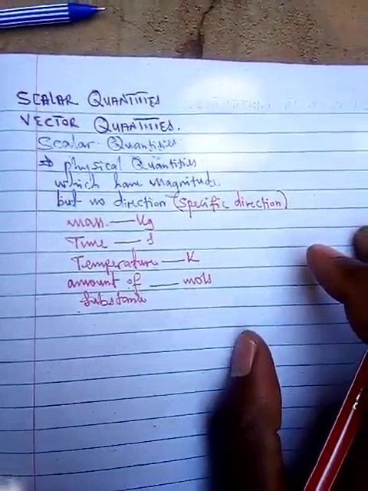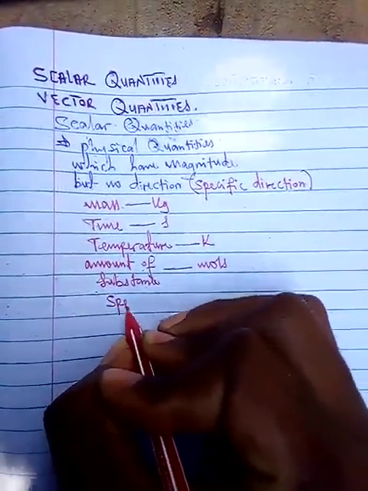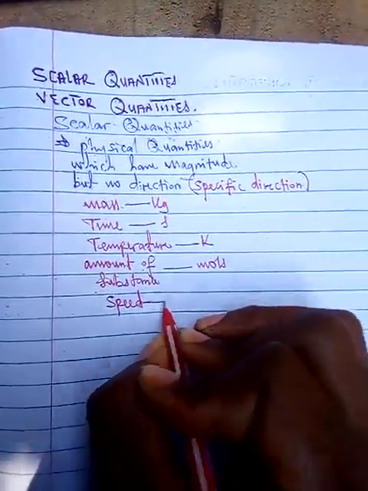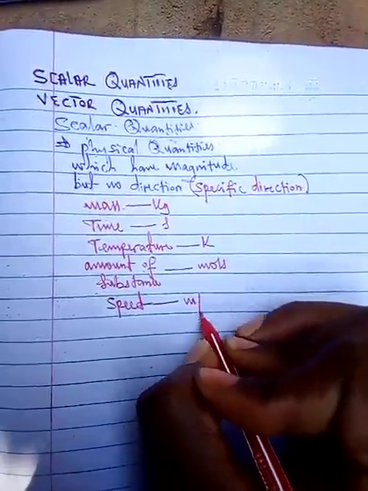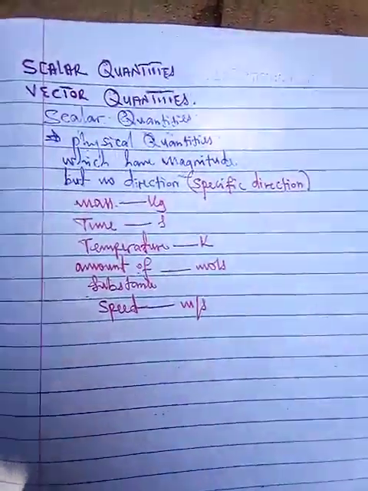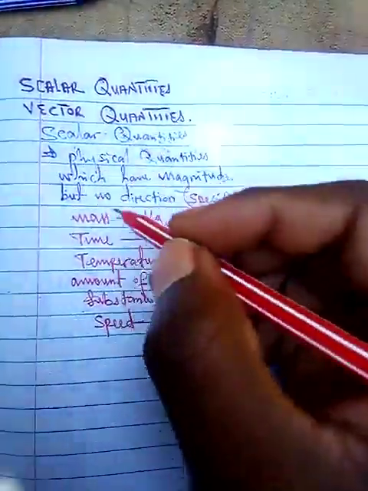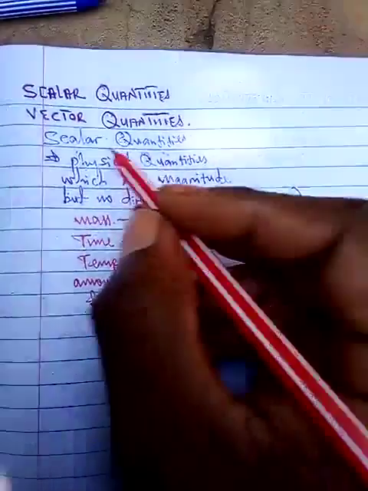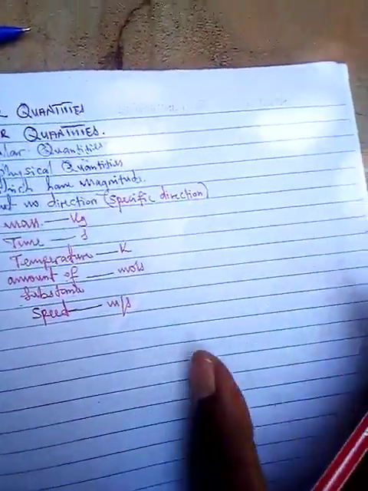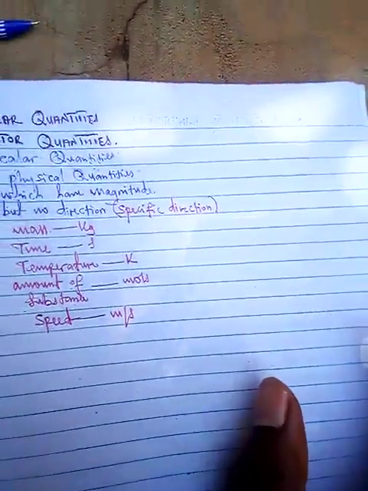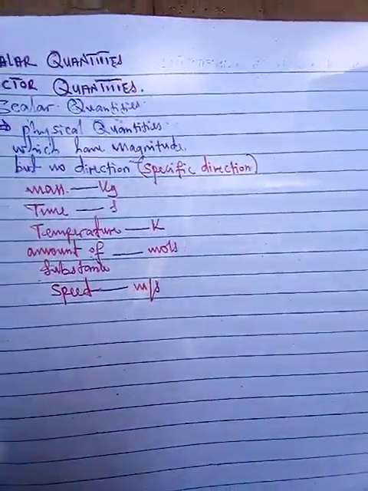Even speed. Almost forgot that one. It's a derived quantity whose units are meters per second. So that's what we can say for now, at least, on what scalar quantities are. But what are vector quantities? What can we say about them?